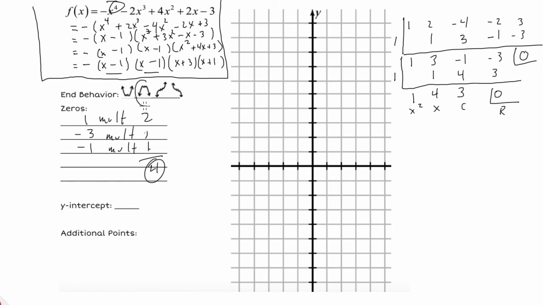Now, this one, because it's an x to the fourth and a negative out in front, we're looking at this end behavior, which is down here and here. All right, so the multiplicity of 2 at 1 means that's going to be a bounce right there.